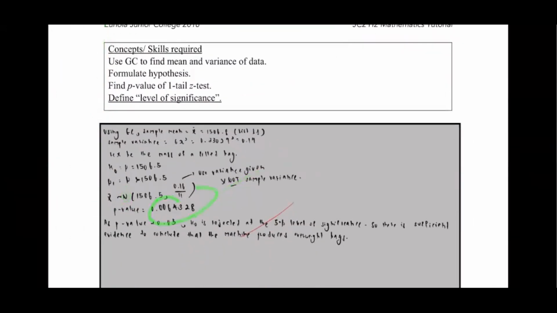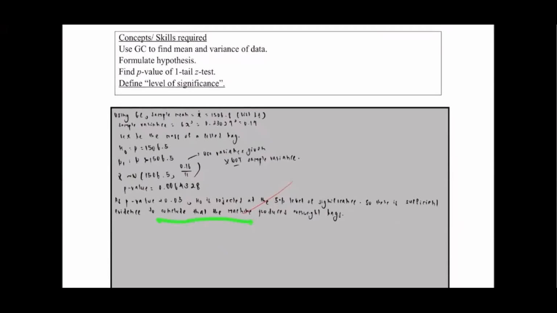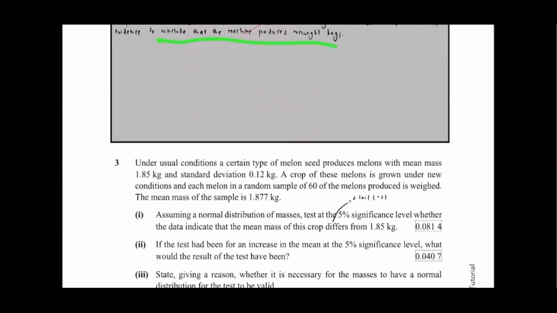Then calculate the p-value, and compare it with alpha. If it's less than alpha, you reject. Then there is sufficient evidence to conclude that the alternative hypothesis is true.